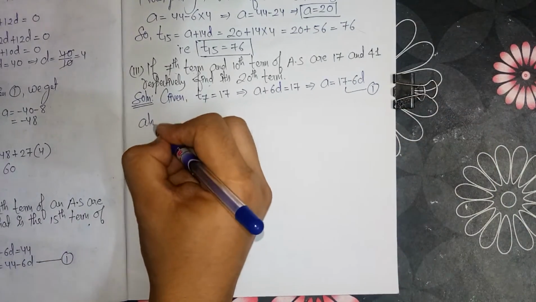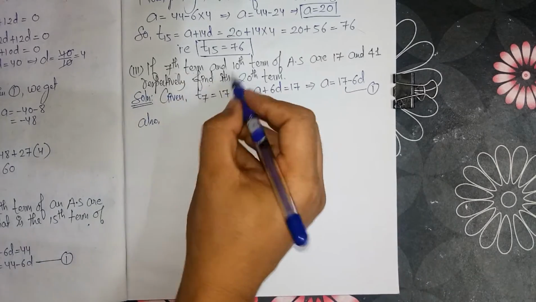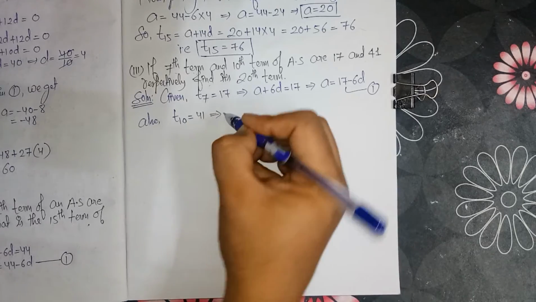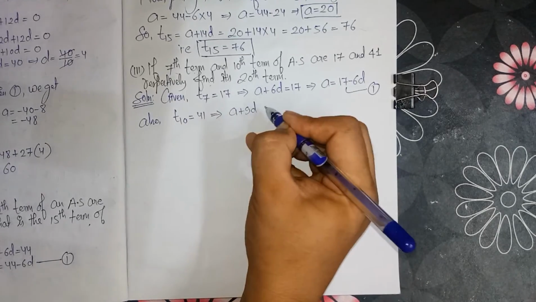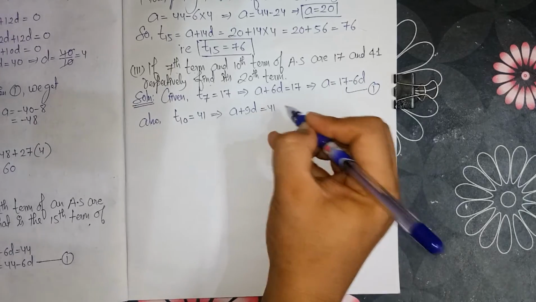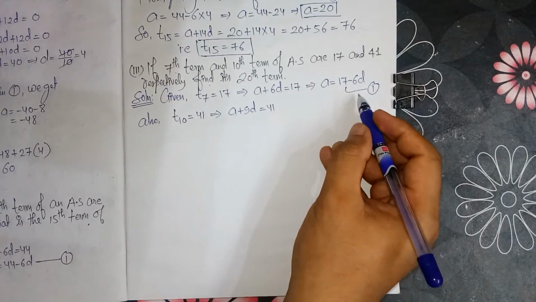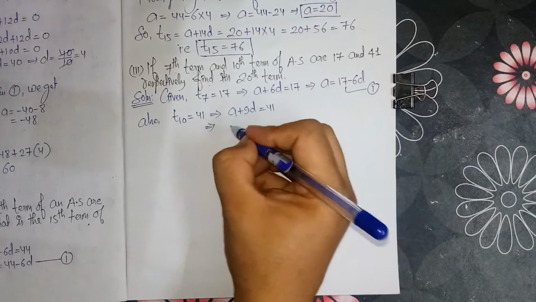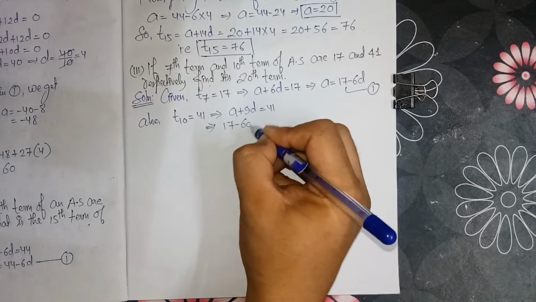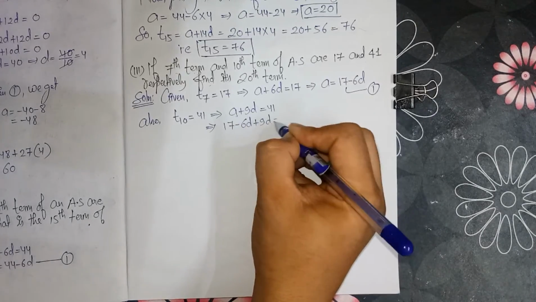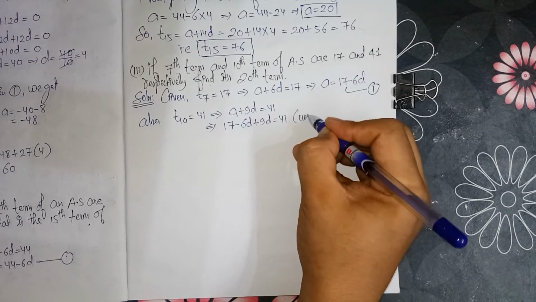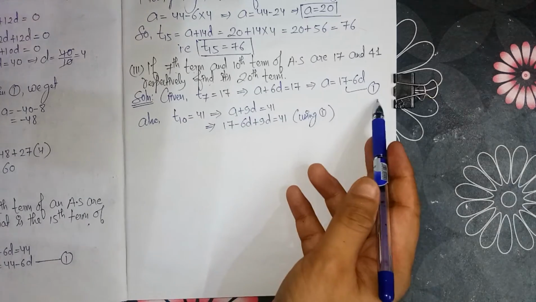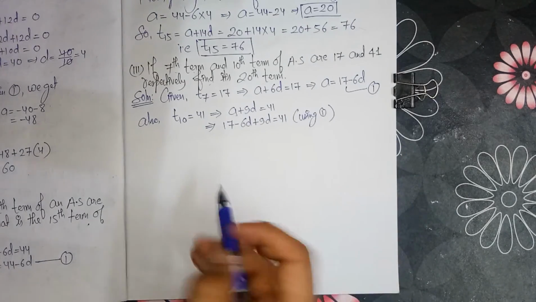Also, the value of T10 is equal to 41, which implies we can write a plus 9d in place of T10, which is equal to 41. Now putting the value of a from equation 1, we get 17 minus 6d plus 9d equals 41. This is using 1, because we have replaced the value of a using equation 1, that's why we have to write this as a reason.